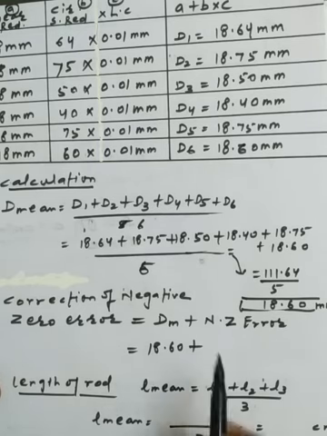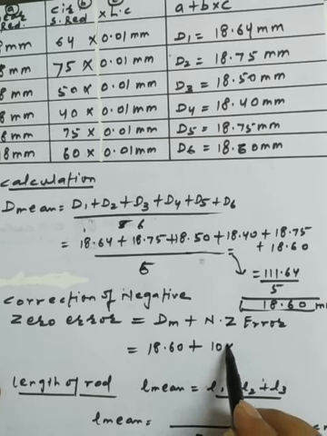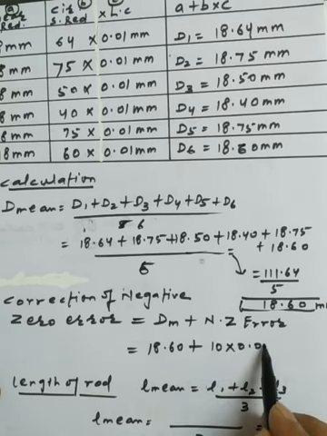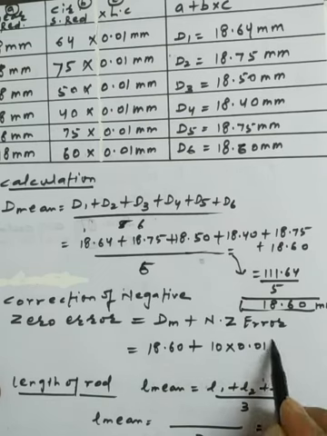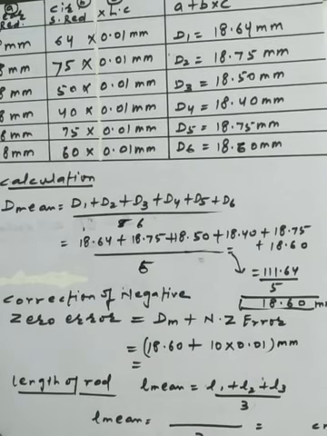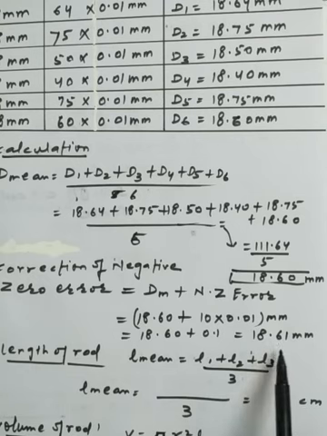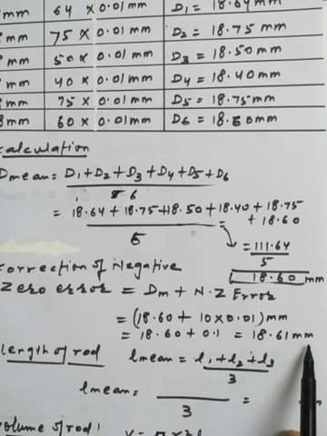There are total divisions, that means 10 into 0.01 mm, because the whole parameter should be in mm. Whenever we are solving it, we make the correction of the negative zero error with the total reading. By the correction, it comes to 18.61 mm as the diameter we have.